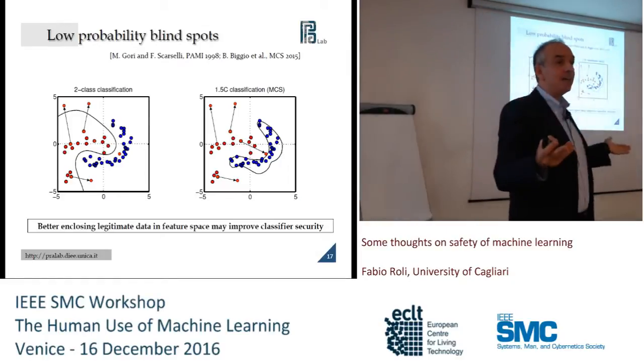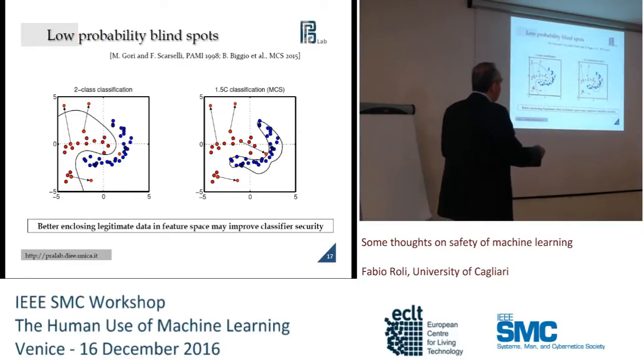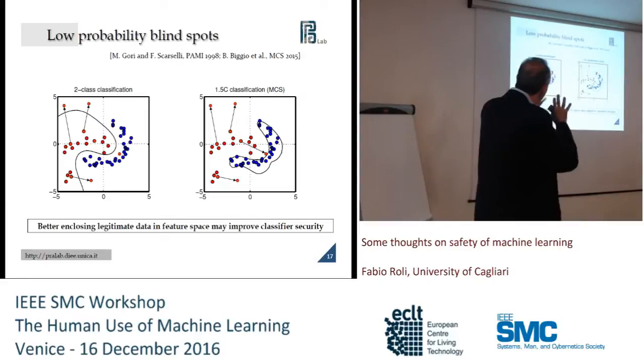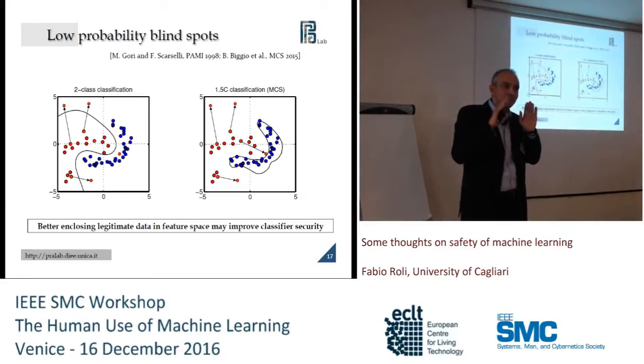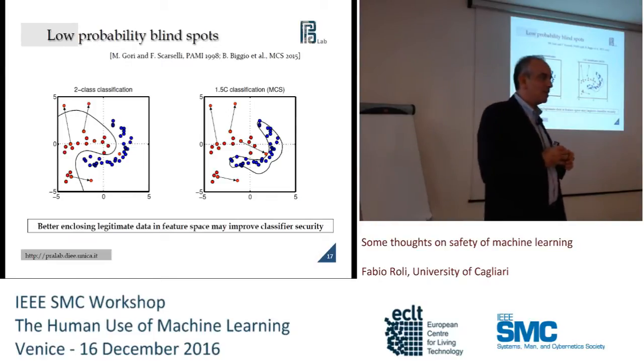Of course, there is a price. There is a cost to pay: if you use a closed decision boundary, probably when you have no malicious situation, the error rate increases. There is a price to pay if you want to protect your learning system.